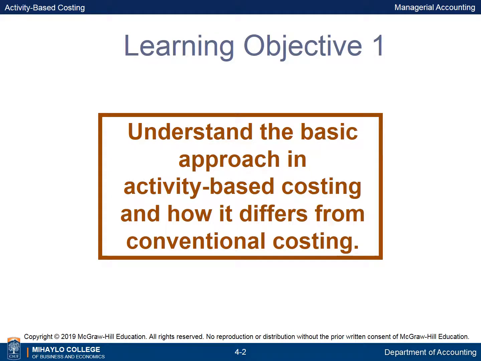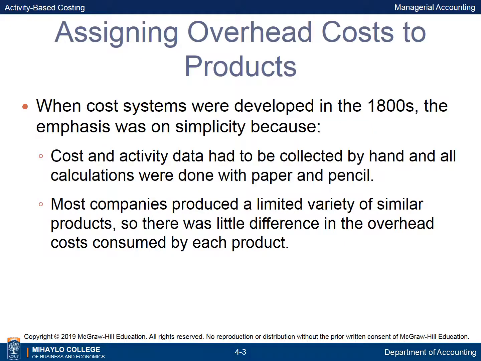Learning objective number 1 is to understand the basic approach in activity-based costing and how it differs from conventional costing. When cost systems were developed in the 1800s, the emphasis was on simplicity because, 1. Cost and activity data had to be collected by hand, and all calculations were done with paper and pencil.